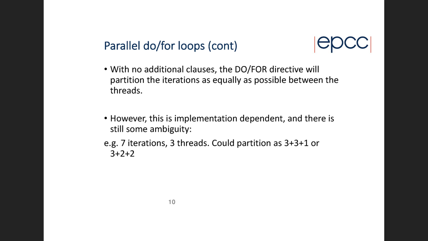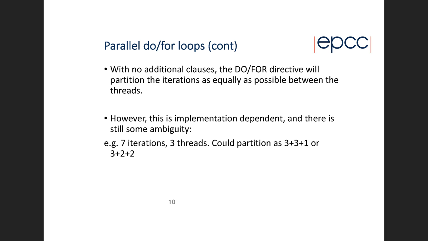If we don't have any other additional clauses, then the do or for directive will partition the iterations as equally as possible between the threads. It basically simply divides the number before the loop starts running. It calculates how many iterations there are, divides that by the number of threads, and then partitions it as equally as possible, modulo any remainder if the number of threads doesn't divide the number of iterations exactly.